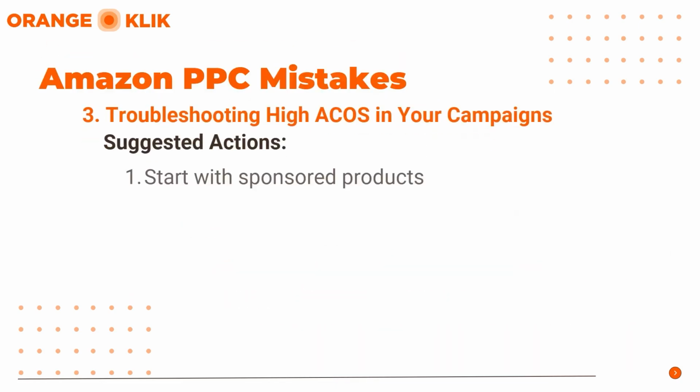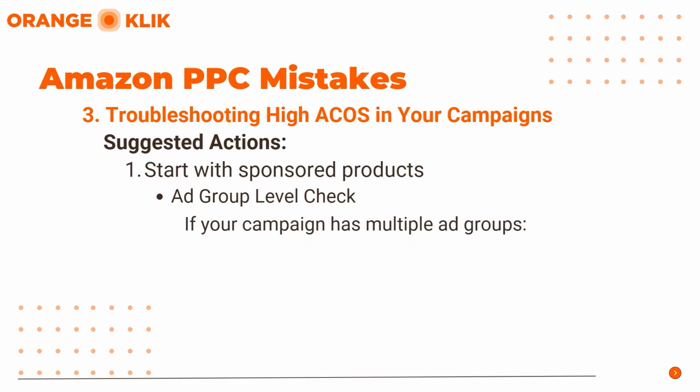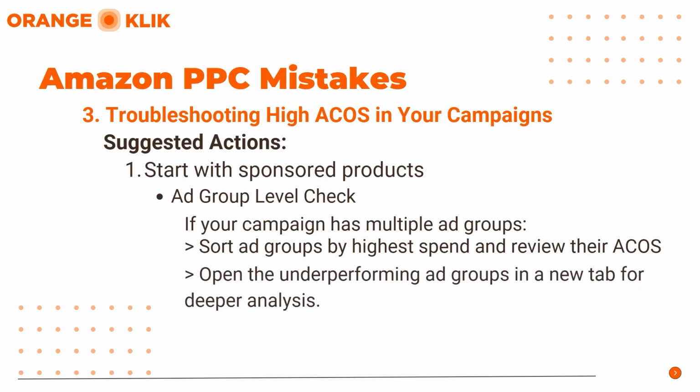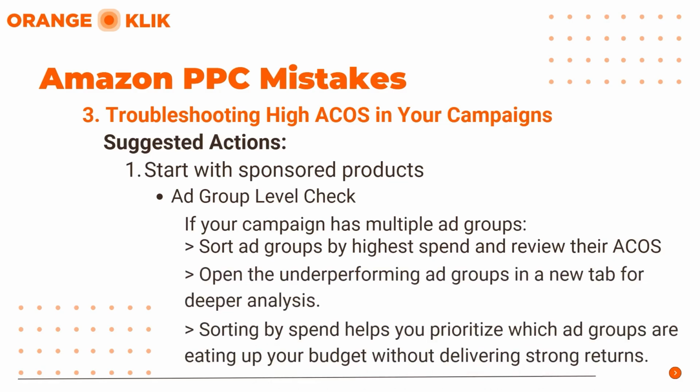On the ad group level check, if your campaign has multiple ad groups, sort ad groups by highest spend and review their ACOS. Open the underperforming ad groups in a new tab for deeper analysis. Sorting by spend helps you prioritize which ad groups are eating up your budget without delivering strong returns.